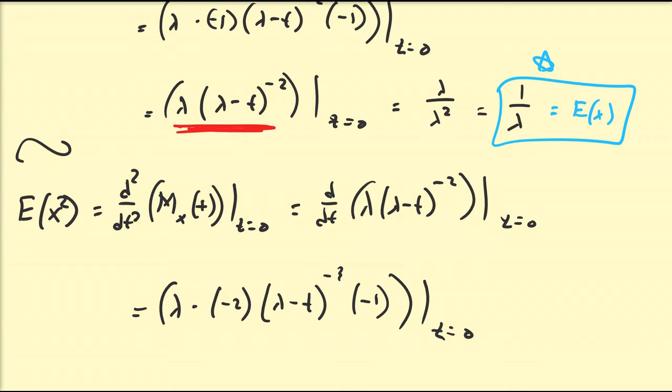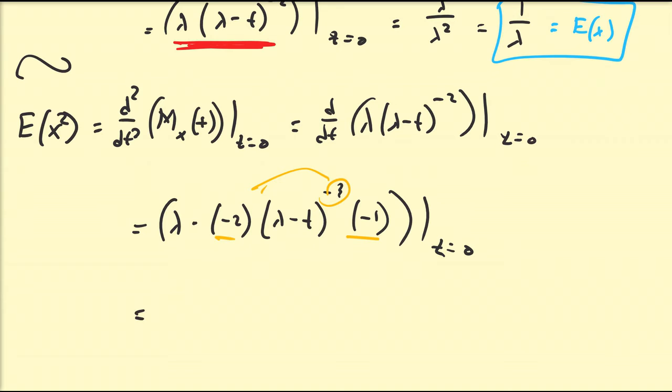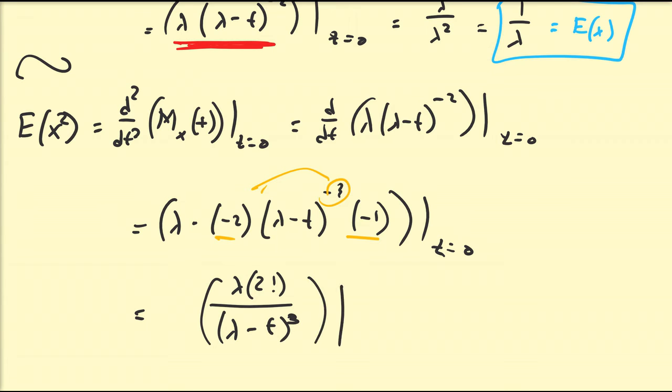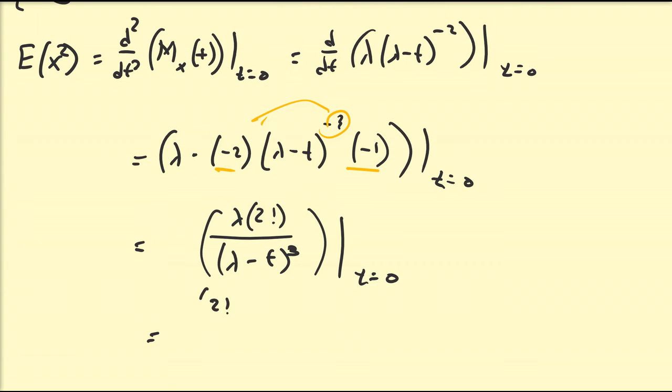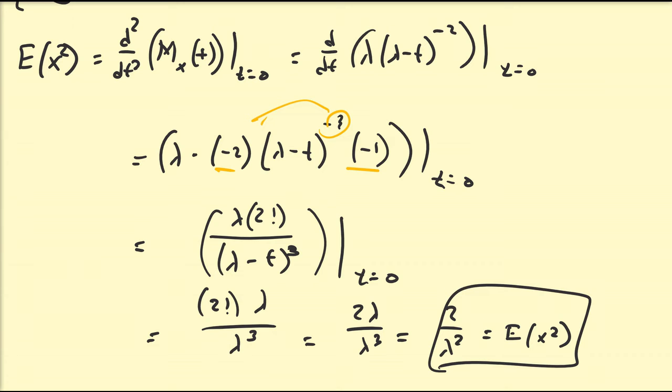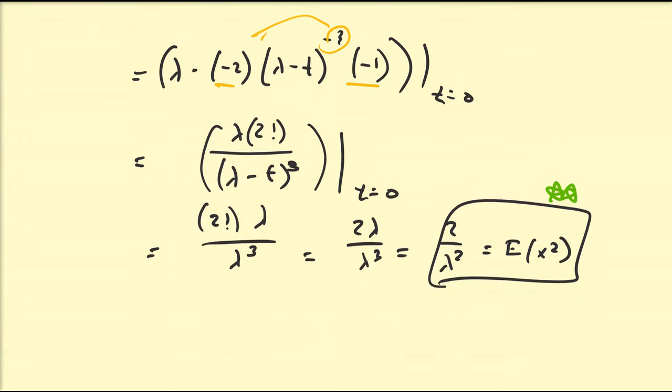You may start to see that there is a pattern. For example, this -3 is going to come down again if we differentiate for the third moment, and these two negatives are always going to create a positive number. So we can rewrite this as lambda times 2 factorial divided by (lambda minus t) to the positive 3, evaluated at t equals 0. When t is 0, that's 2 factorial times lambda all over lambda cubed. That's 2 lambda over lambda cubed, which is the same as 2 over lambda squared. So that's the second moment of an exponential random variable.